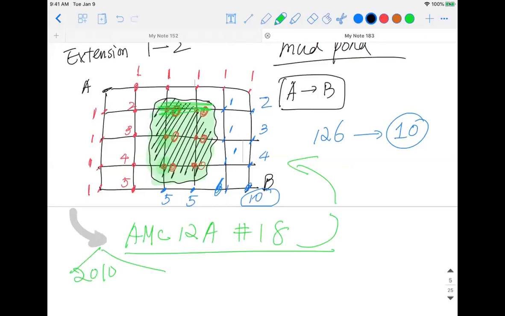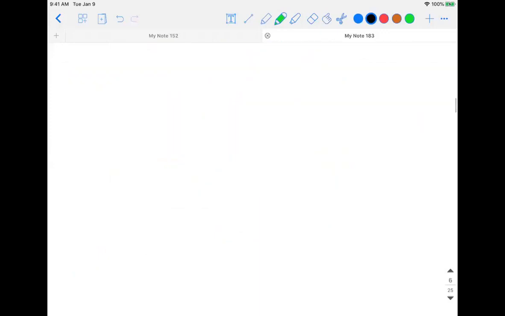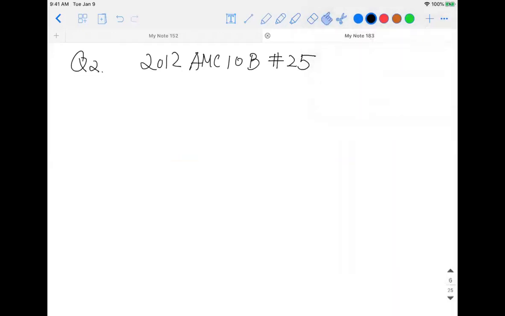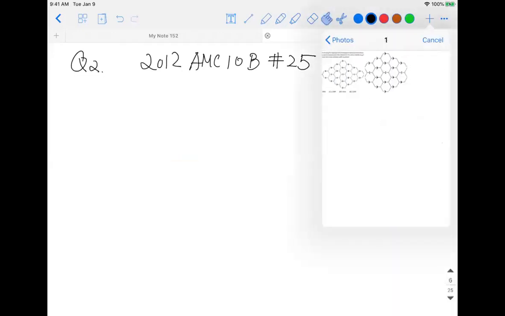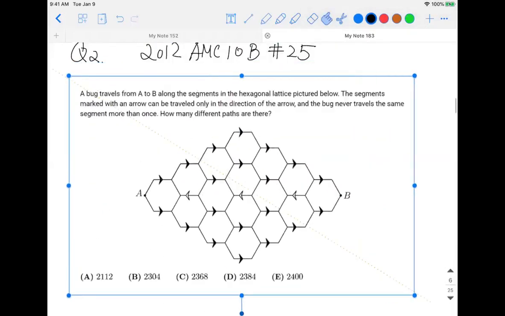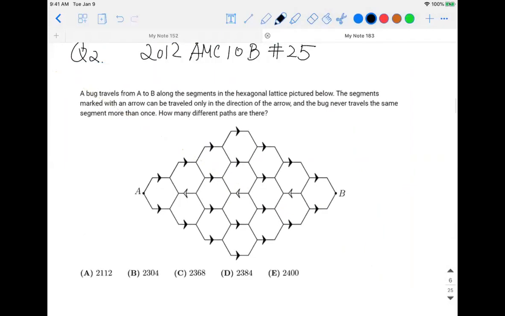Okay, if all good, let's go to another problem. Question number 2 is a problem that I chose from 2012 AMC 10B, question number 25. It's a difficult problem from AMC 10B. However, trust me, it used nothing but the enumeration, all the technologies we talk about. Okay, this is also a famous route-related problem. Okay, let's have a look.